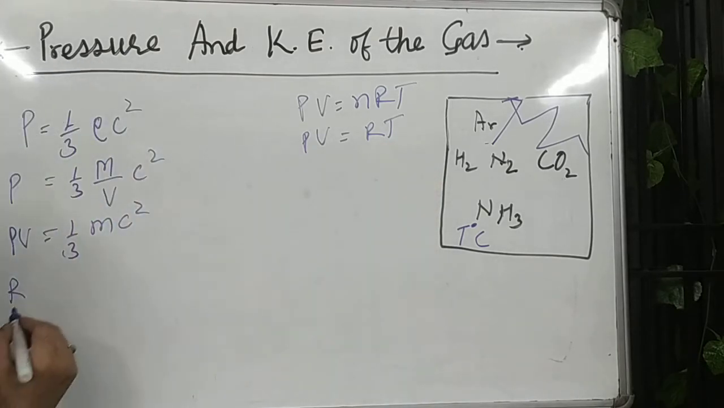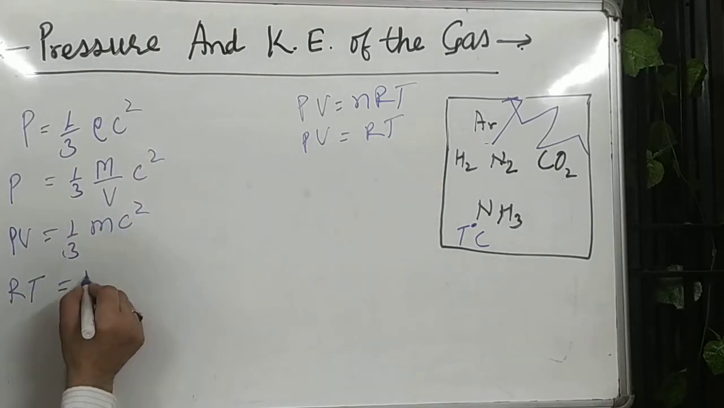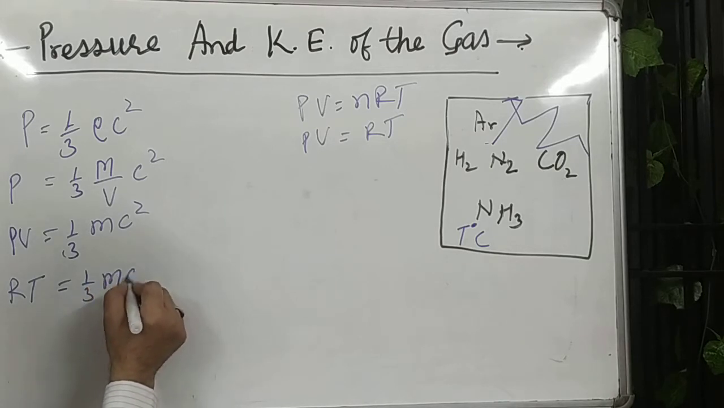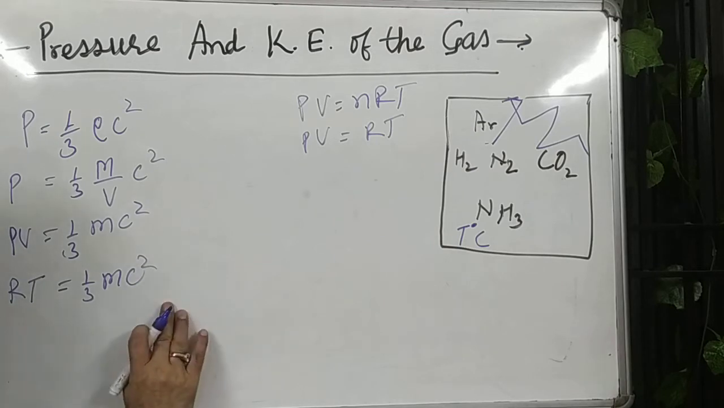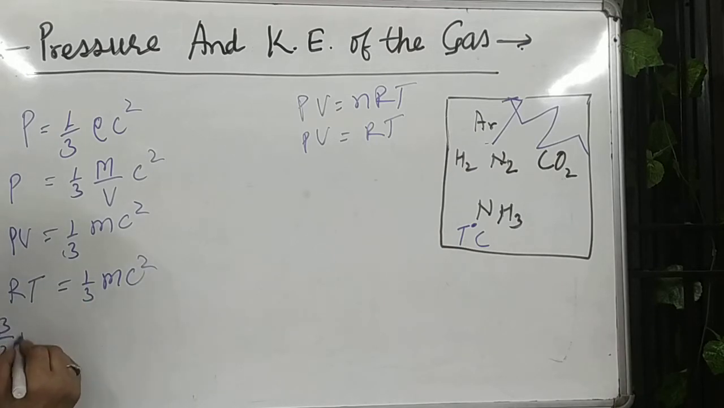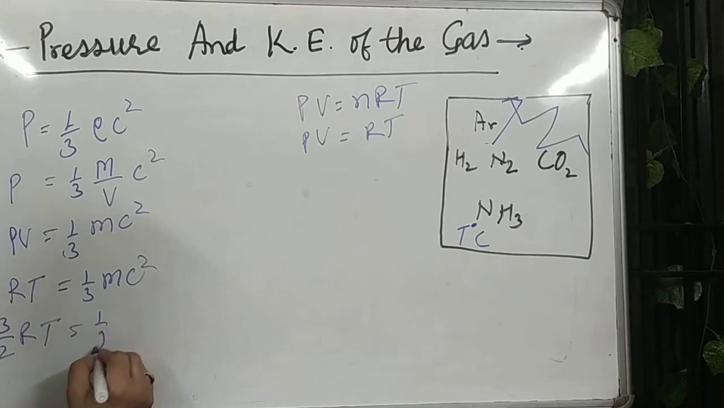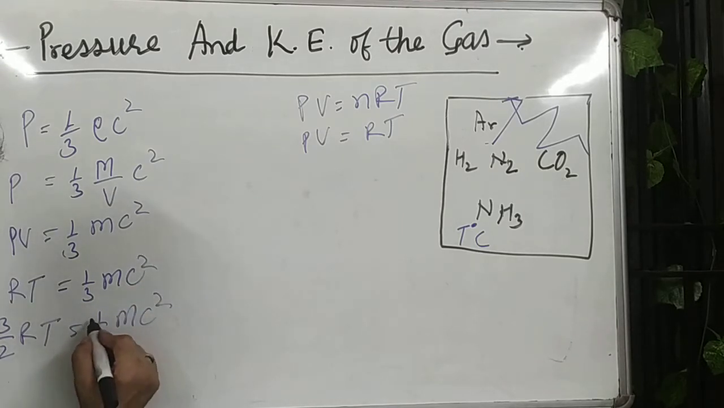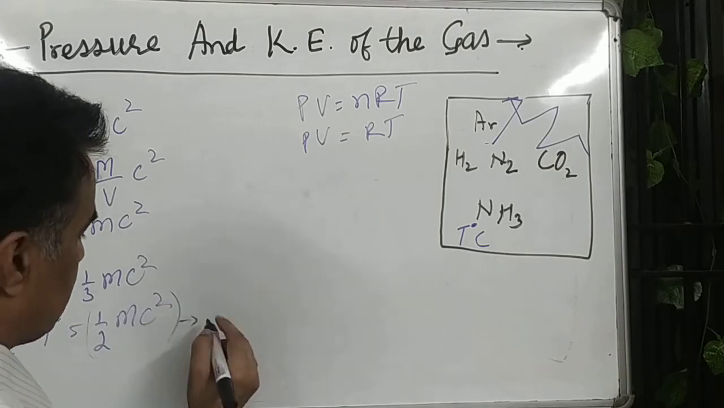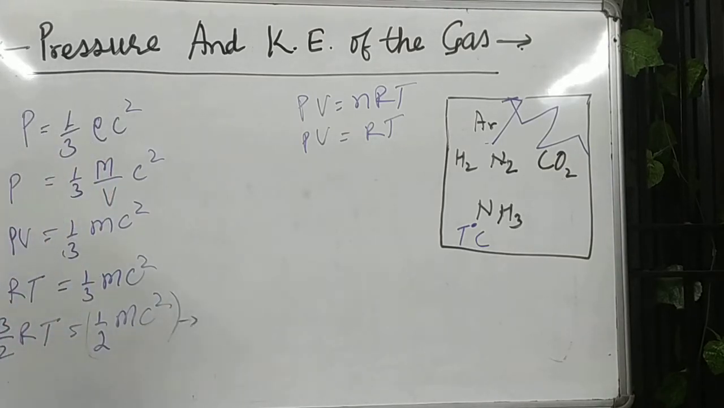So RT equals 1/3 molar mass into C square. The 3 I am transferring to this side and dividing by 2. So this is 3/2 RT equals half mc square, where m is the mass of 1 mole of the gas. So over here we are seeing that this is the translational kinetic energy.